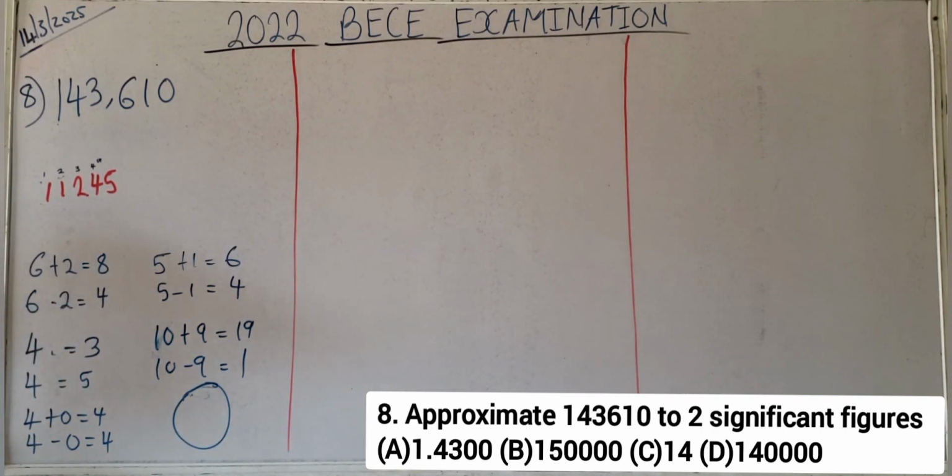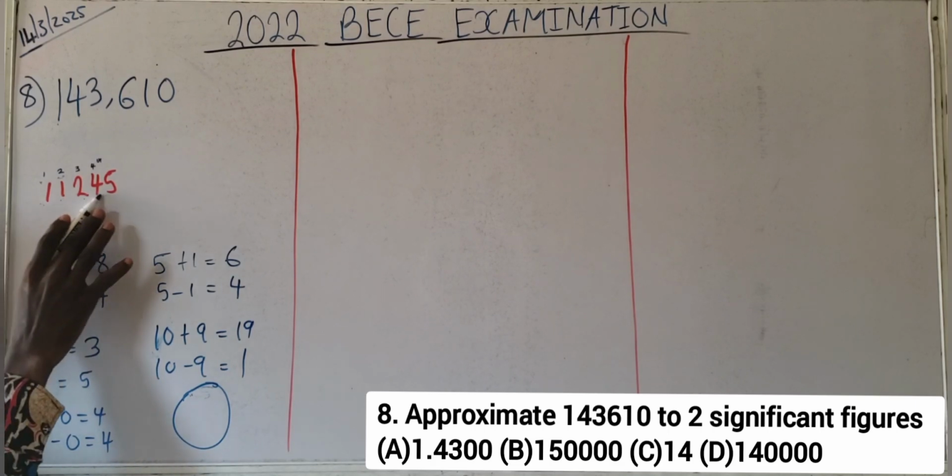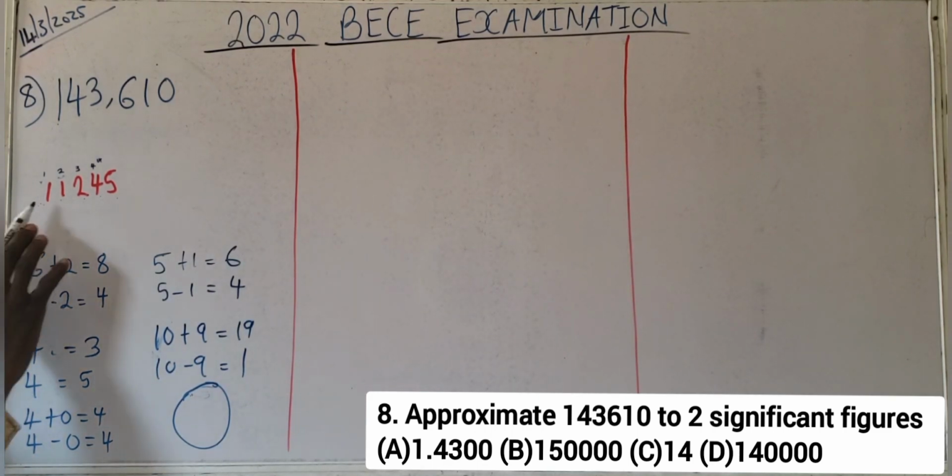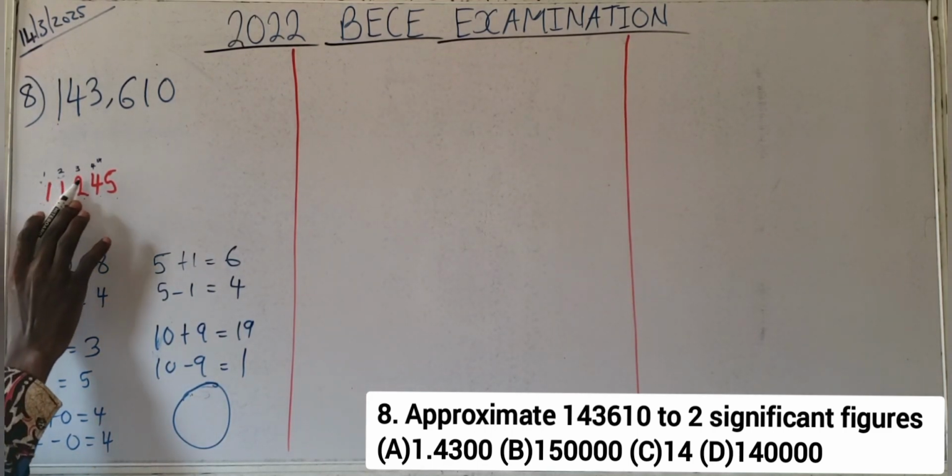Now, 4 significant figures means that the numbers that are significant in what we are going to have must be 4. You understand? Now, in this number, we have 1, 2, 3, 4, 5. There are 5 significant figures. So, I told you that the first step is that you count from the left. Since we are approximating to 4 significant figures, you count from the left. So, we have 1, 2, 3, 4.